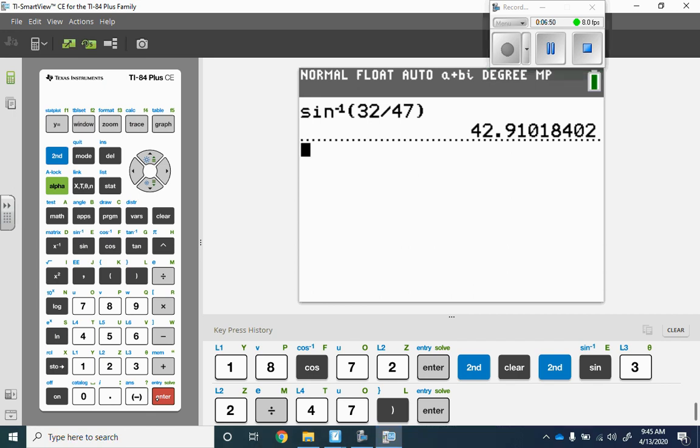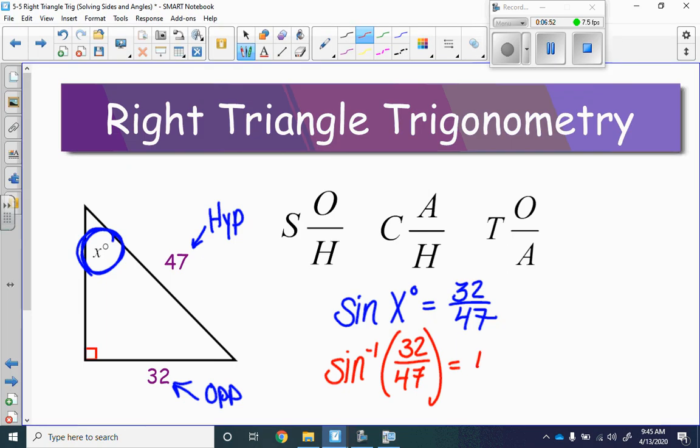So 42.91 degrees. And there's your angle. The only angle of a right triangle that's going to have the ratio of 32 over 47 is going to have to be an angle that is about 42.91 degrees.